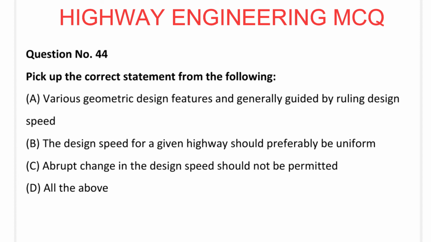So next question, pick up the correct statement. Option A, the various geometric design features are generally guided by ruling design speed. Option B, the design speed for the given highway should preferably be uniform. Option C, abrupt change in the design speed should not be permitted. Option D, all the above. So the answer is D, all the above.